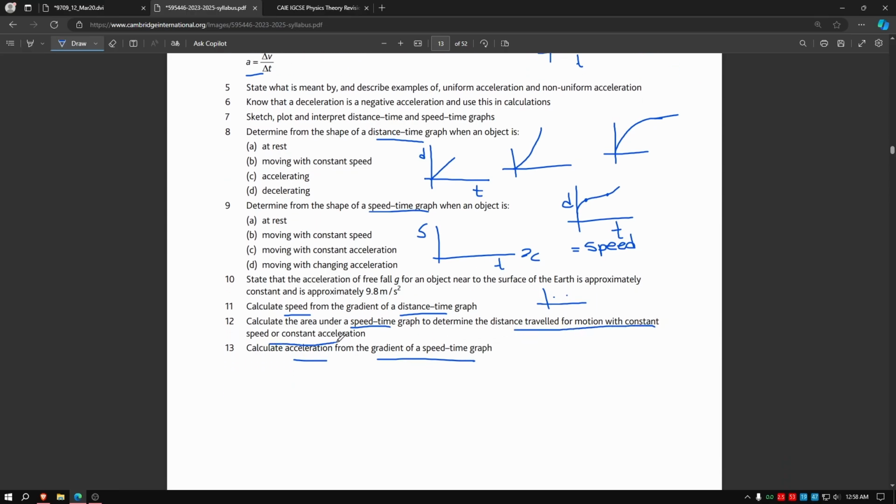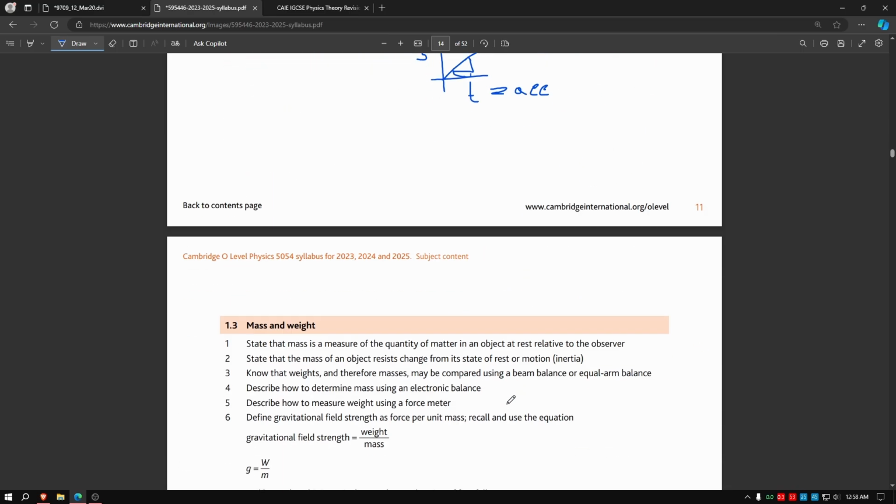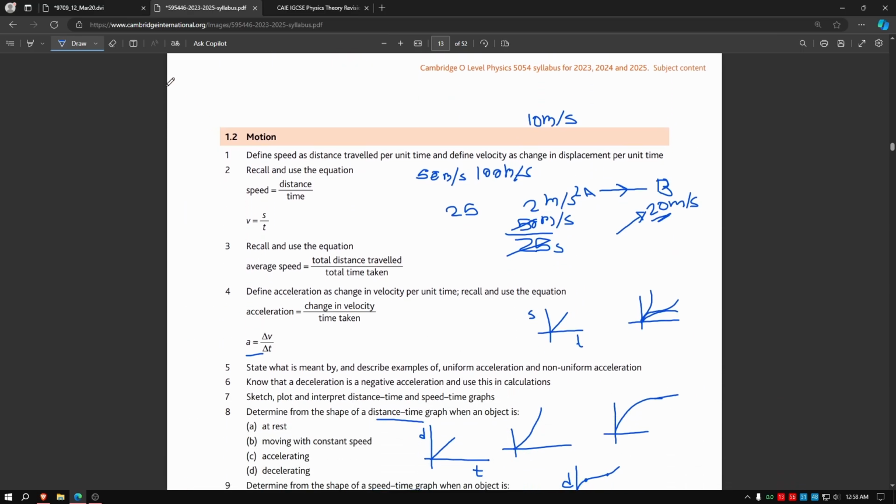Motion with constant speed or constant acceleration. Calculate the acceleration from the gradient of a speed-time graph. So acceleration can be found from what? The speed-time graph. The distance-time gradient gives you speed, and the speed-time gradient gives you what? Acceleration, right? So I guess that is all for today.